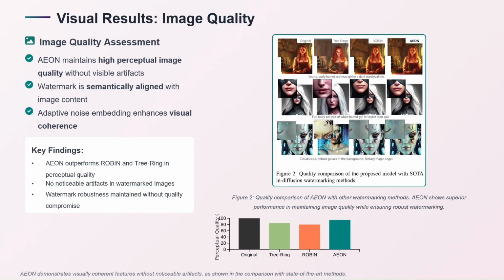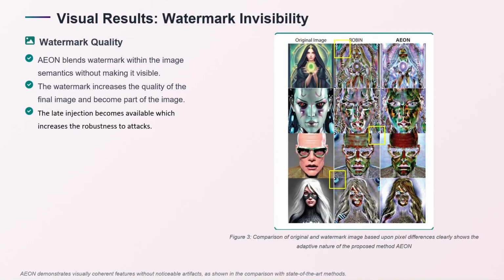To assess the image quality, we plot this figure where we can see that Tree-Ring has lower image quality, but Robin, despite having better image quality, lacks the intrinsic details of the image. However, AEON is giving better quality that resembles the original image more in semantics. The watermark quality reduces in Robin, where the watermark, when injected at later stages, shows visibility in different areas highlighted here. While AEON embeds the watermark within the image semantics, it fuses it, increases the image quality, and retains the watermark when different adversarial attacks are applied.